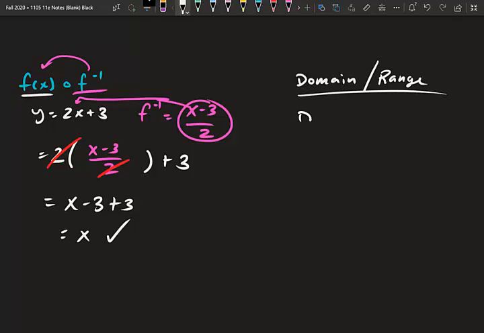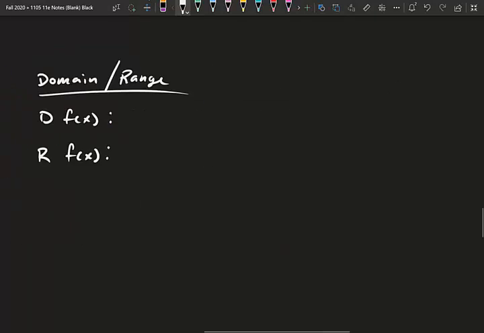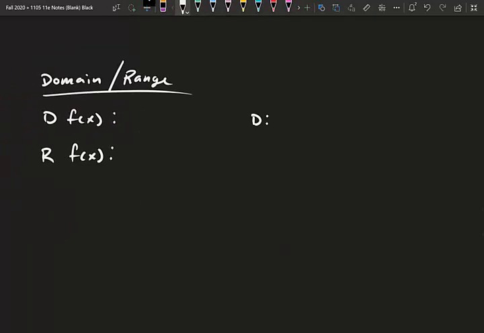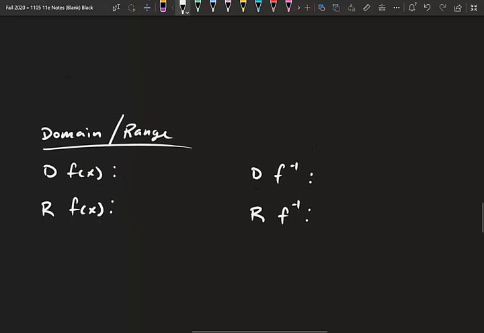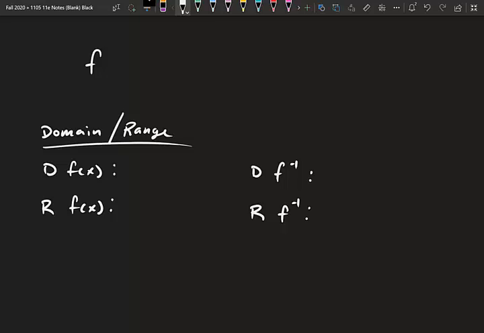So we have to find the domain of the function, the range of the function, and then we have to find the domain of the inverse, and then we have to find the range of the inverse. Alright, so I'm going to rewrite our function and our inverse. So our function is 2x plus 3, and our inverse is (x minus 3) over 2. So let's start with finding the domain of each.